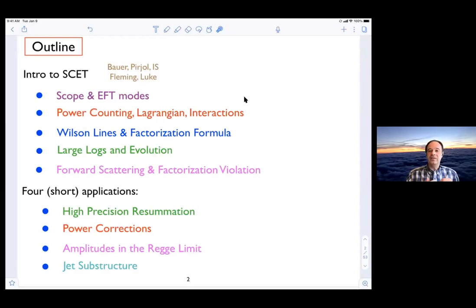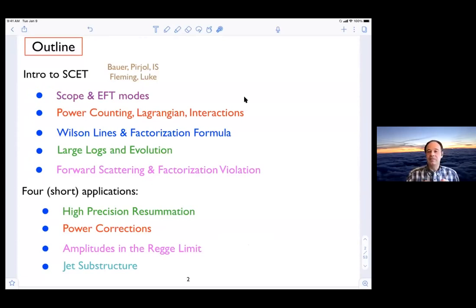Now, like any effective field theory, there are sometimes large logarithms and you want to sum them, and this effective field theory is no different. So we'll talk about how that works. It's a little different in soft collinear effective theory than in some other examples you may be familiar with, like HQET is different than SCET. And then there's something called forward scattering that also plays a role, and I'll mention that. So this is kind of about formalism.